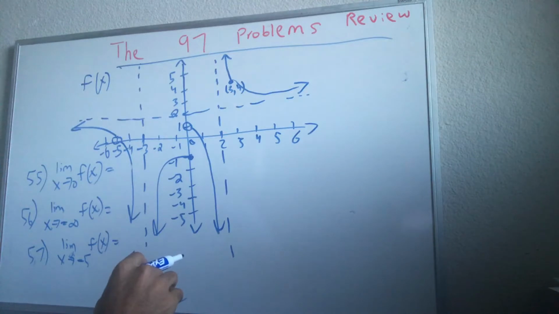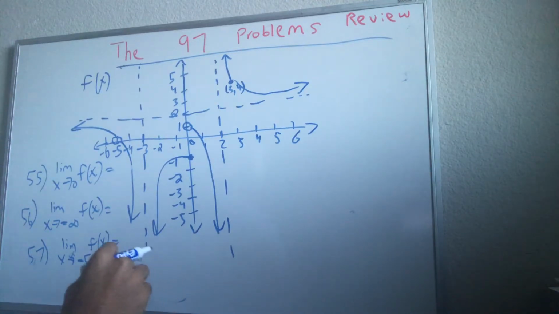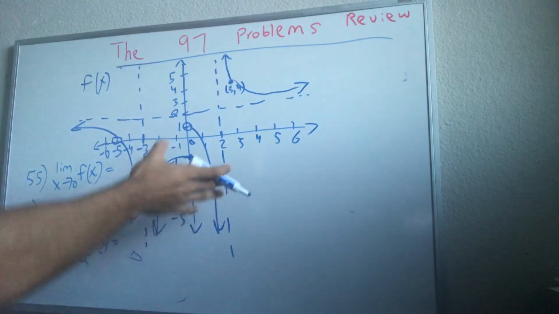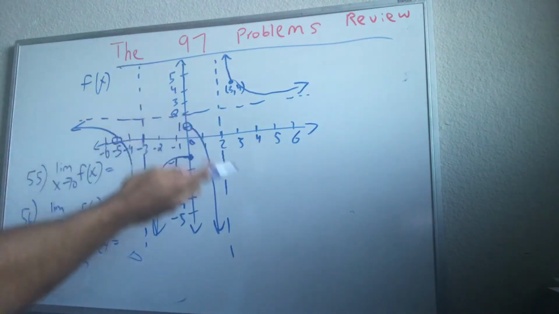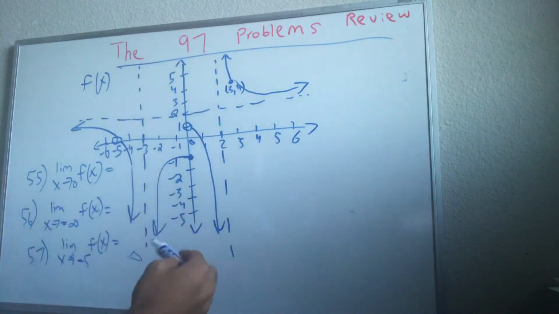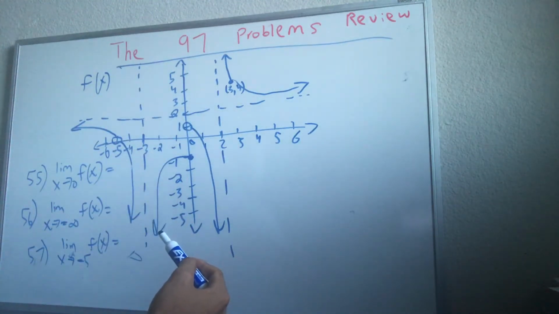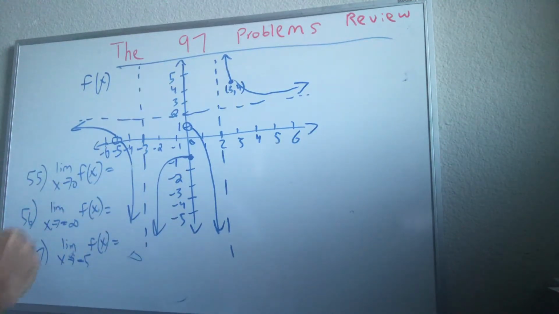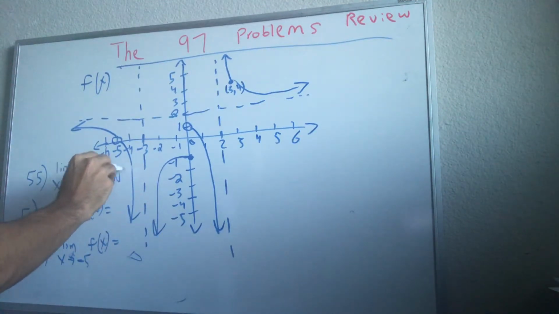Looking at 55, limit of f of x as x approaches 0, this is the one I was talking about earlier. Your one-sided limits are obviously not equal. From the right hand side you're approaching positive 1, from the left hand side you're approaching negative 1, therefore your one-sided limits are not equal and there is no limit at this point. So for question number 55, your answer is does not exist.